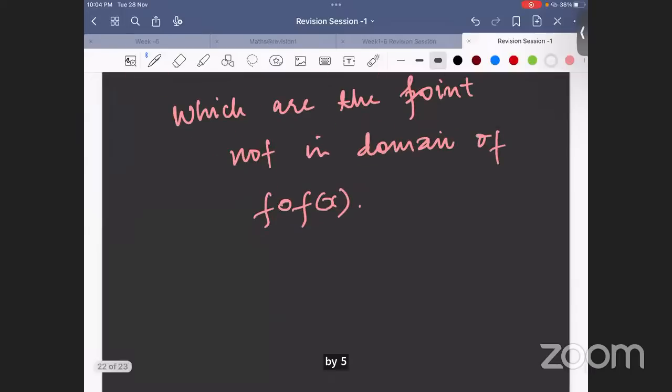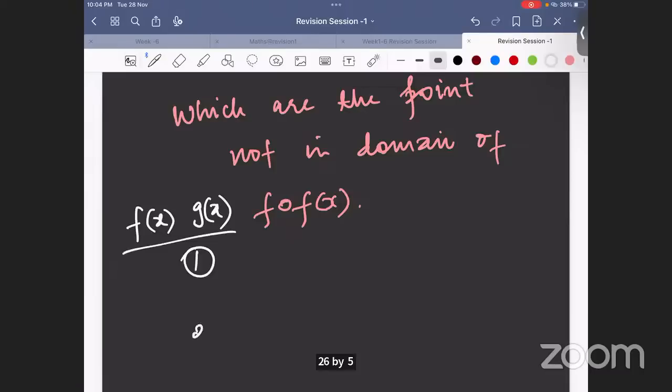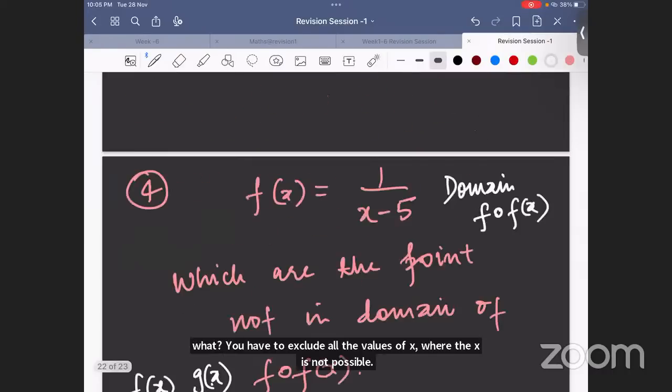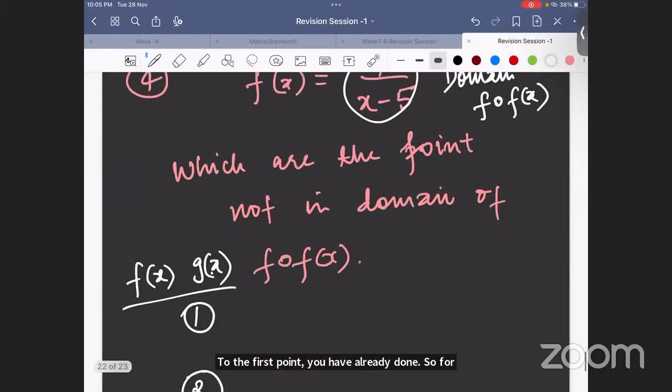So what are the two conditions that I told you in the starting? If you have been given f(x) and g(x), what are the two conditions I told you? The first condition was what? You have to exclude all the values of x where g(x) is not possible. So the first point you have already done. For this f(x), f(x) and g(x) both are the same, so here you will be doing this. So you are removing 5.